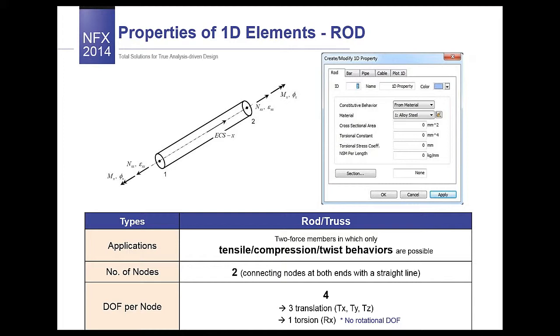If you take a look at the picture, we can see the local element coordinate system for this element. The x-axis is always oriented along the element length, and the rotational degree of freedom is around the local axis. So for the rods, as I said, we can transmit only tensile, compression, or twist behaviors.